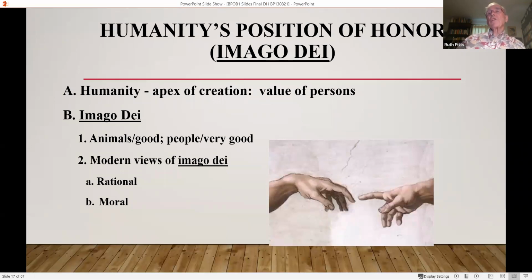So humanity's position of honor is evident in this understanding of God and this account of creation. So you get over and over again, God created and said, this is good. God created and said, this is good. Here it's God created humanity and said, it's very good. So this is the idea that we value highly, that we are created in the image of God.